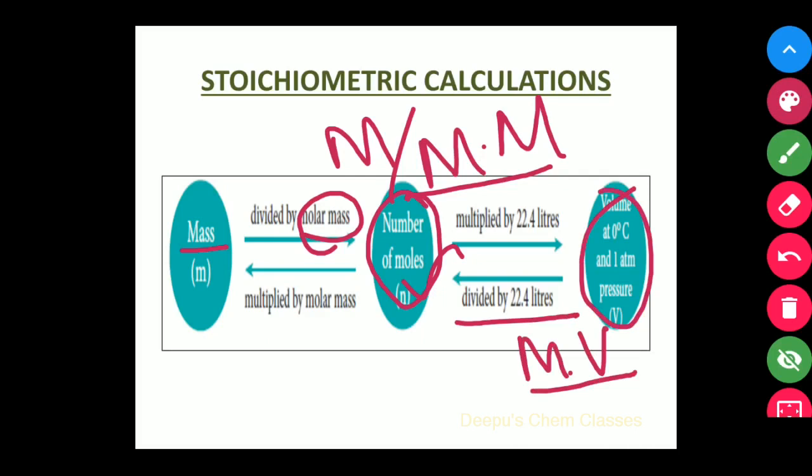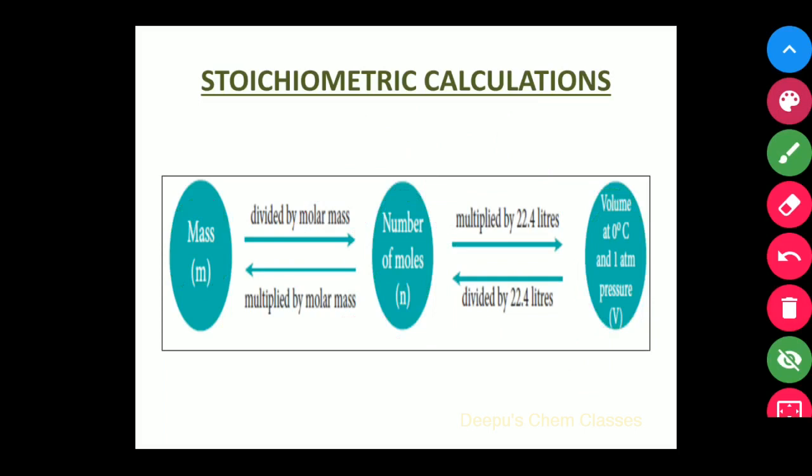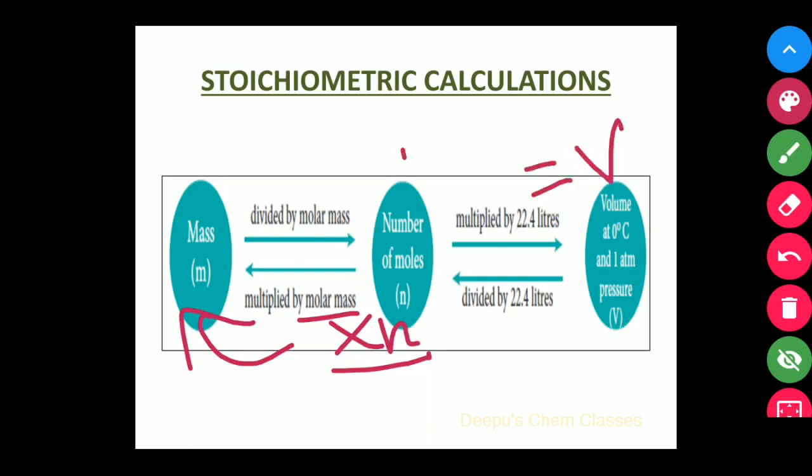Then we can also find the mass from the number of moles by multiplying the number of moles by the molar mass. As well, we can also calculate the volume by multiplying the number of moles by the molar volume, that is 22.4 liters.